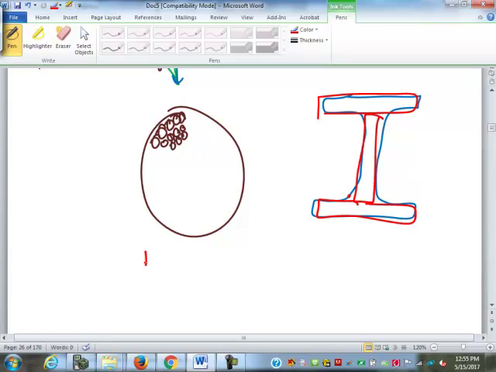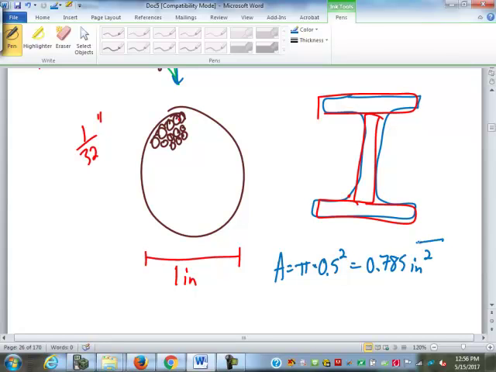Now look here, let's say that this is a 1-inch cable, 1-inch diameter cable. And these strands, let's go 1/32 of an inch strand. So the area of one strand, well, let's just do the area of the whole cable first. So that's going to be the area of the whole cable, pi times 0.5 squared. So 0.785 square inches. So a 1-inch diameter cable is 0.785 square inches of cross-sectional area.